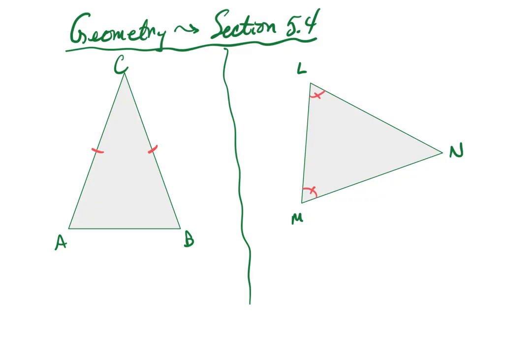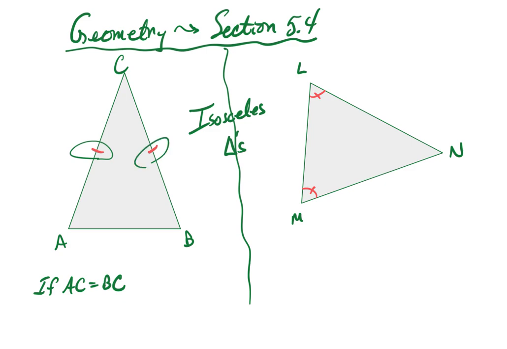Yesterday what we looked at were isosceles triangles. And we looked at a theorem that goes in both directions. We looked at a theorem that says if two sides of a triangle are equal, then the angles opposite are also equal. So in my first picture here, if AC equals BC, notice the tick marks, then the angles opposite, called base angles, are going to be equal.